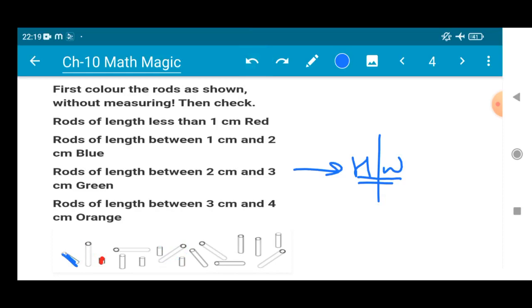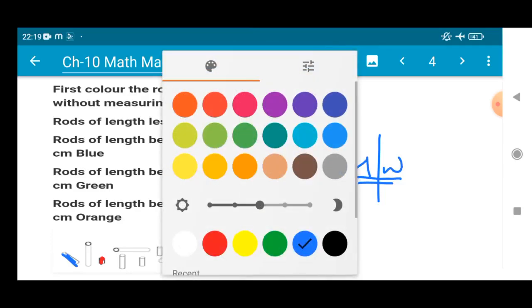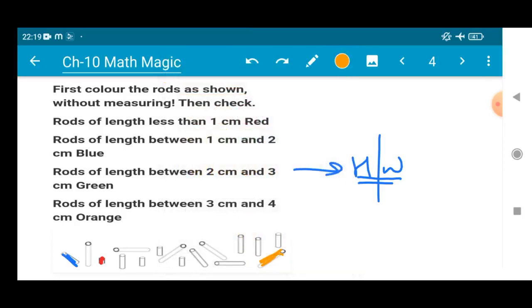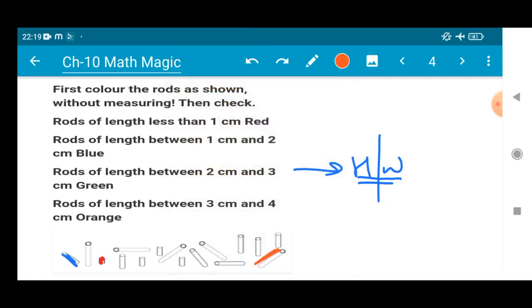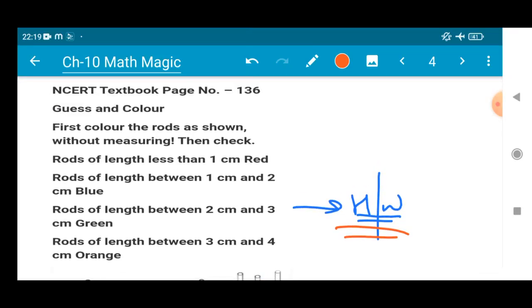If it is between 3 and 4, okay, 2 to 3 centimeters should be this, and 3 to 4 centimeters should be this. The biggest one should be colored with orange. Like this. No, this is not the orange one here. Let me take this as orange. This should be colored like this. So this will be a home task. I request you all to do it yourself.